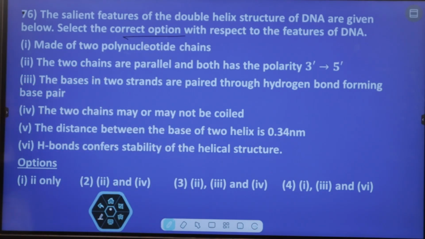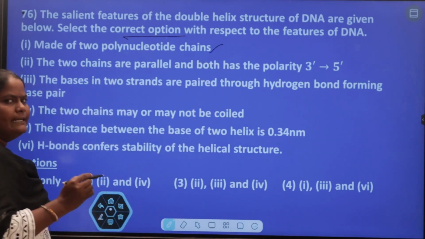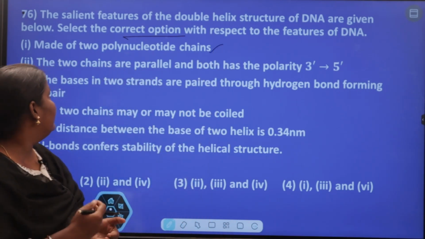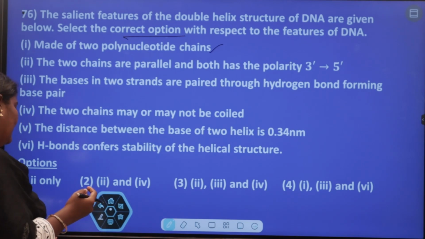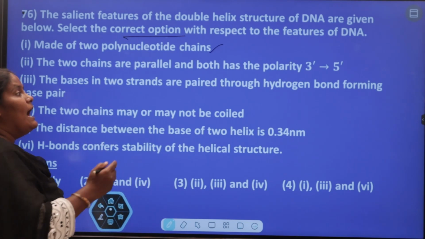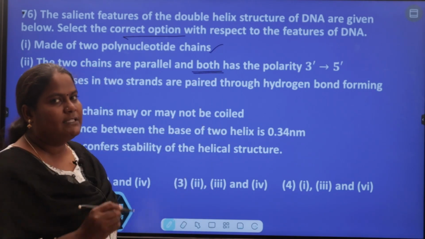First point, they are made up of 2 polynucleotide chains. Yes, the statement is right. DNA is a double helical structure which is made up of 2 polynucleotide chains. Next one, the 2 chains are parallel and both have the same polarity. No, it's a wrong statement.